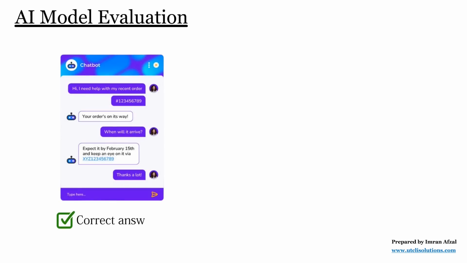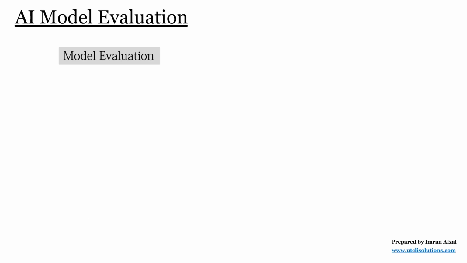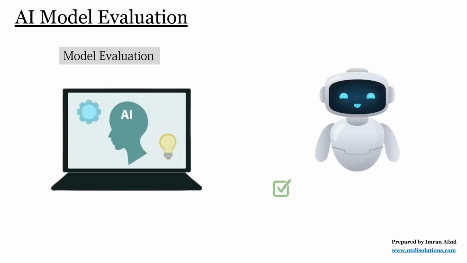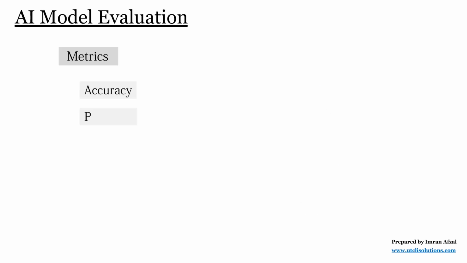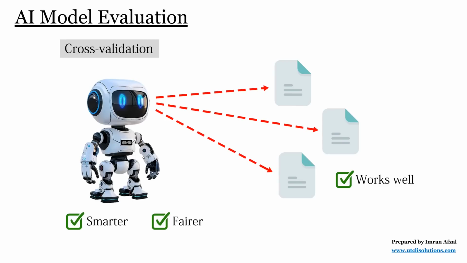For example, in a chatbot, we care about correct answers. In a hospital, we care about not missing any sick patients. In short, model evaluation is a must when working with AI. It helps us check, compare, and trust our models. Metrics like accuracy, precision, recall, and F1 score tell us how good the answers are. Cross validation helps us test the model on different data and make sure it works well in all cases. Together, these tools help us build smarter, fairer, and more reliable AI systems.